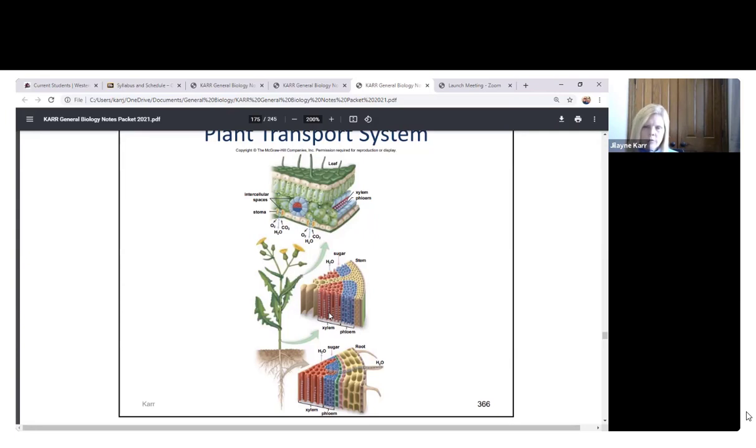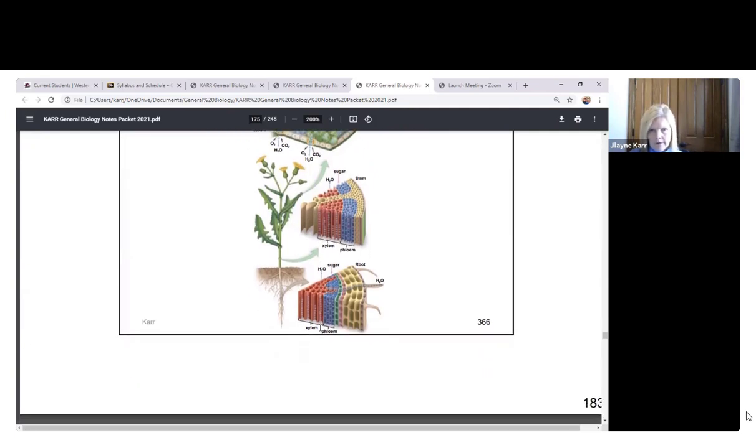Remember, xylem goes from the roots to the leaves for transport. That's what it's carrying, water, right, from roots to leaves. And the phloem is carrying the sugars produced by the leaf down to the roots. So just these vessels, these veins, carrying that important material to the plant.